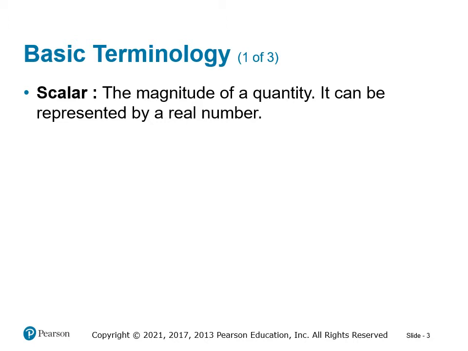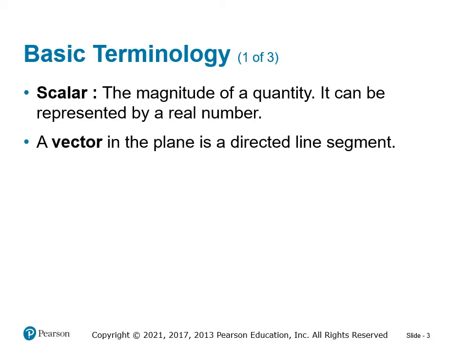We're looking at the scalar. This is the magnitude of a quantity. It can be represented by a real number. What we're talking about here is when you're scaling up or scaling down. For example, if you wanted to double the size of something, you would multiply it by the real number 2, right? You would double it. And that's what a scalar does. If you wanted to cut something in half or scale it down, the number would be 1/2, okay, or 0.5.